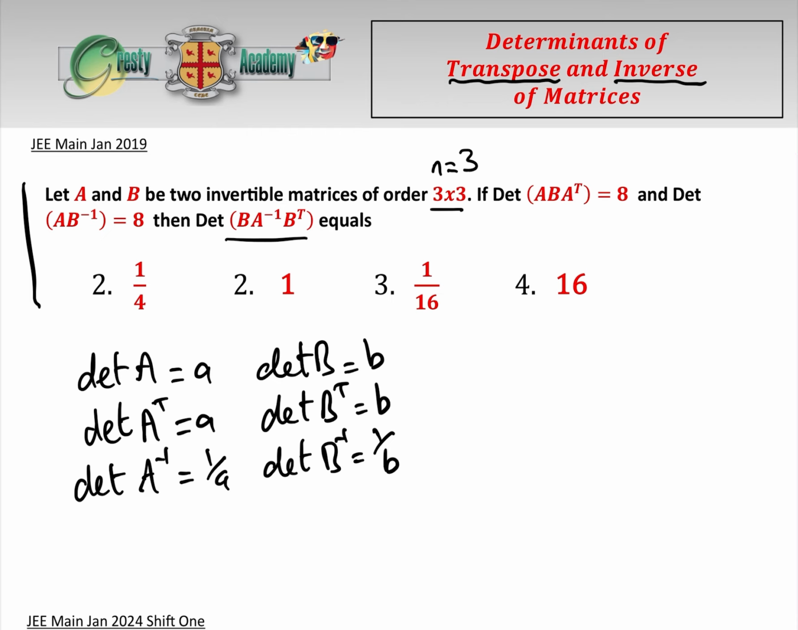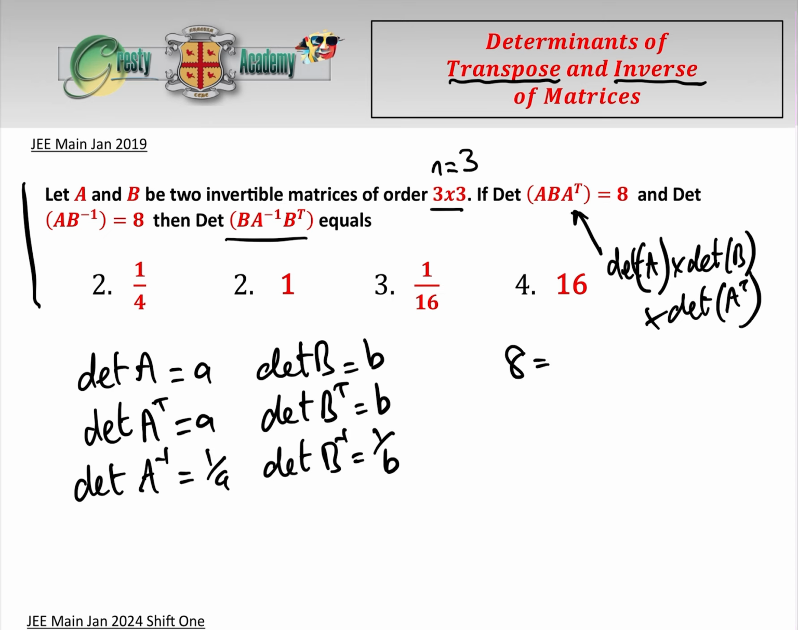Now all we need to do when we look at this determinant of A, B, A transpose, well, we know that equals the determinant of A times the determinant of B times the determinant of A transpose. We worked that out in rule 1 below. So we know that therefore 8 equals A, B, A, which is A squared B. And then from this second one here, determinant of AB to the minus 1 is 8.